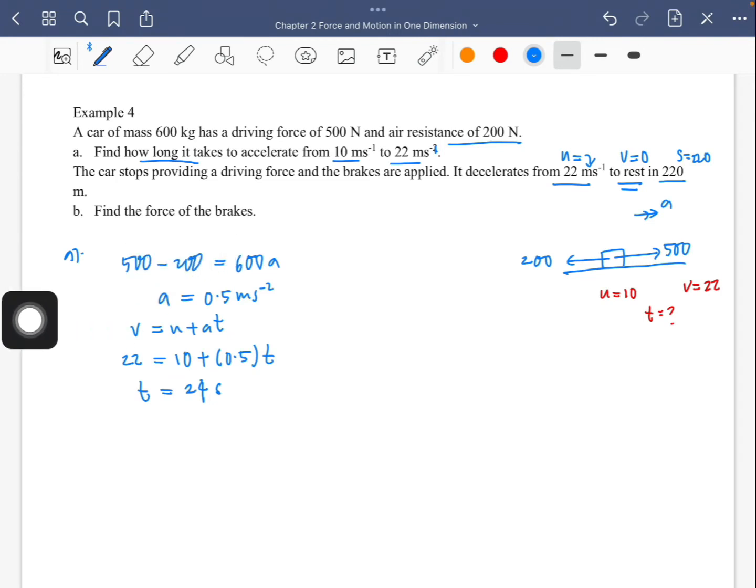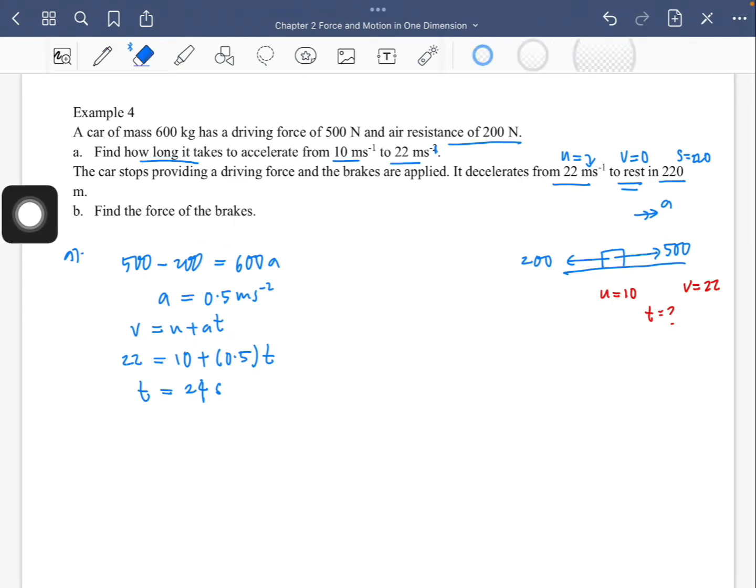So let's illustrate with a new diagram. We're going to use this diagram, but since it said that the driving force is removed, it means that now we remove the 500 Newton force. The 500 Newton force is removed there, and then the brake force is applied. So remember I told you just now, any kind of resistance, brake force, and synonyms of that, it always opposes the motion.